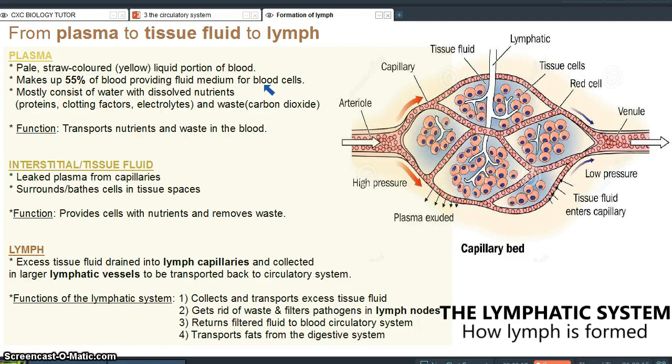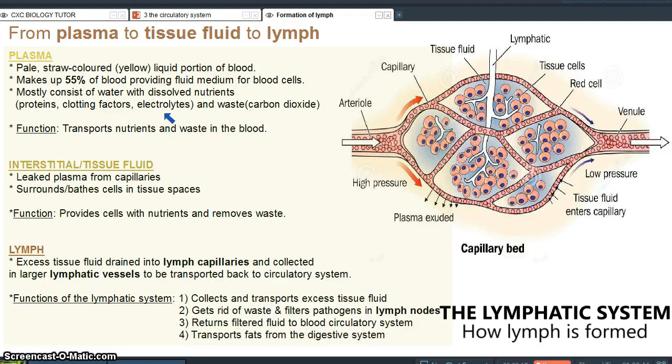You have the red blood cells, the white blood cells, the platelets. So the plasma makes up the largest portion of the blood. It mostly consists of water with dissolved nutrients such as proteins, the clotting factors, electrolytes. Electrolytes are the different ions that are dissolved in the plasma. Calcium ions, sodium, potassium, all of those are considered electrolytes.